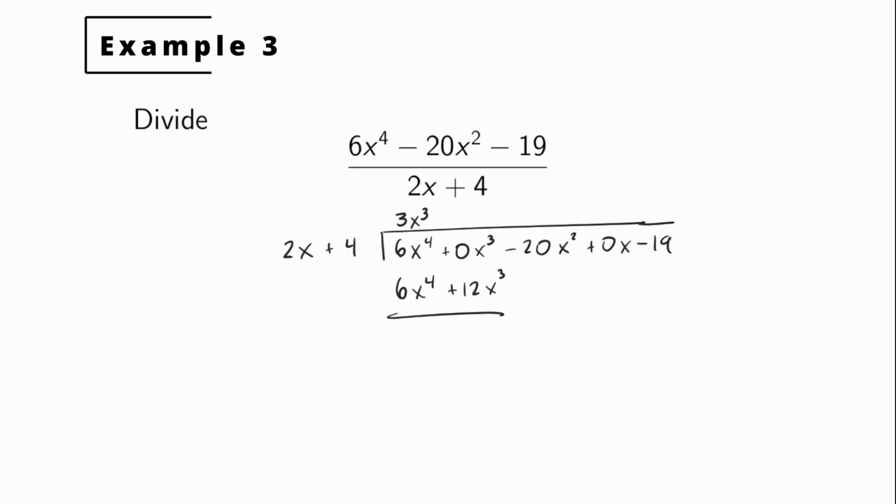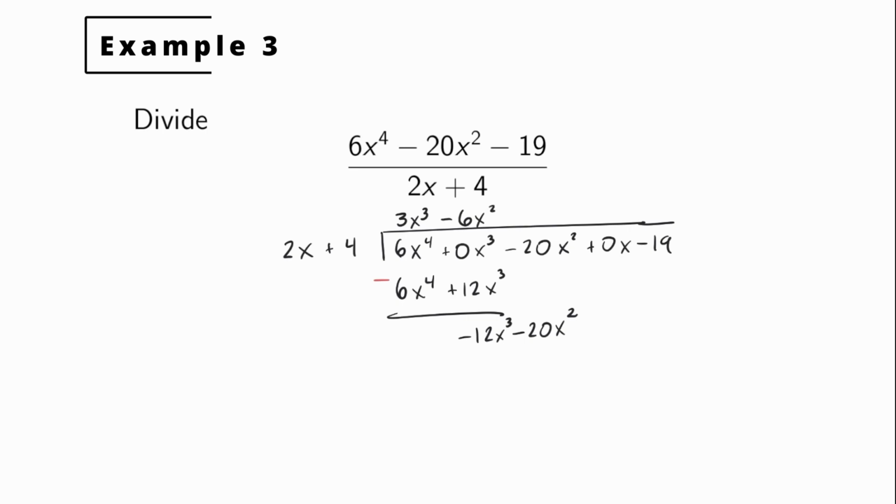And now we subtract. If we do that, the 6x to the fourth cancels out, and we have 0x cubed minus 12x cubed. So that gives us negative 12x cubed. And then we drop down the next term. Okay. And so what do we need to multiply 2x by to get negative 12x cubed? We would multiply 2x by negative 6x squared. So our next term in the quotient is negative 6x squared.